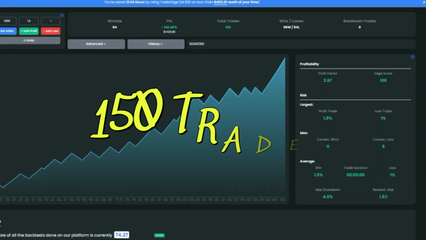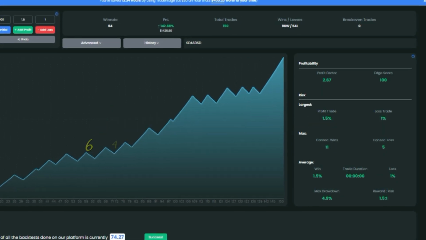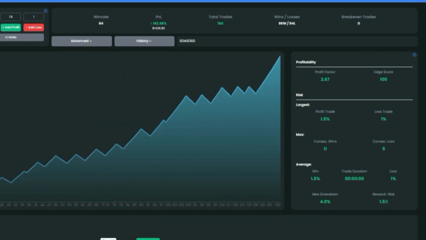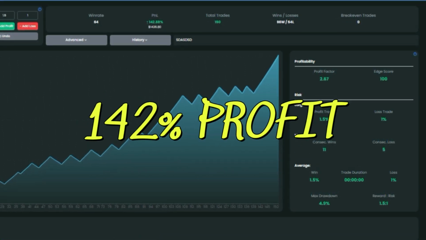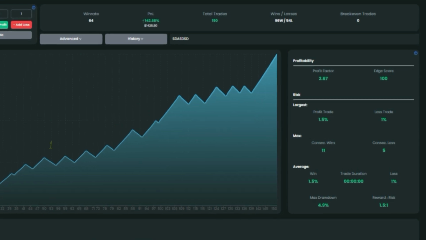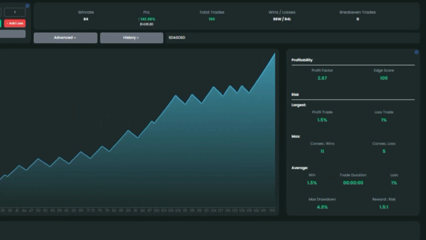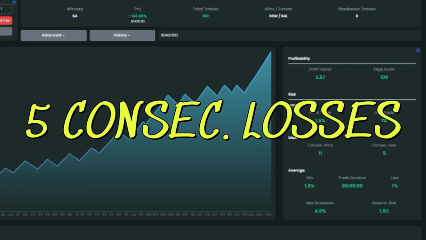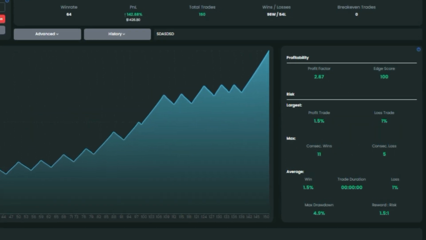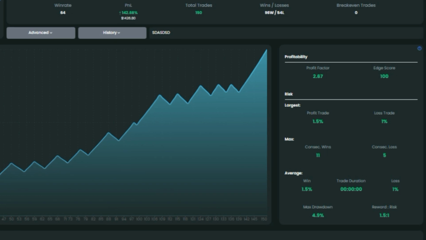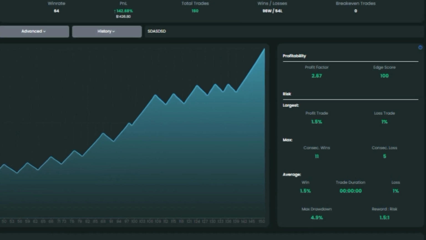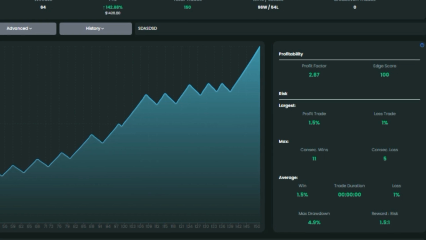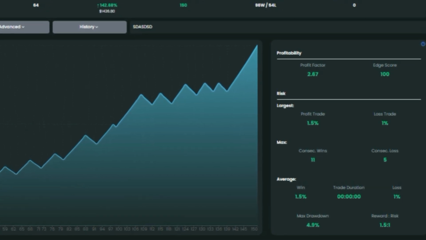Out of 150 trades, we crushed it with a 64% win rate and snagged a mind-blowing total profit of 142%. We put this strategy through its paces for 13 weeks, even pulling off an incredible 11 win streaks against just 5 losses in a row. The numbers keep getting better. Our profit factor comparing profit to loss clocked in at an insane 2.67, while max drawdown barely made a dent at a measly 4.9%.